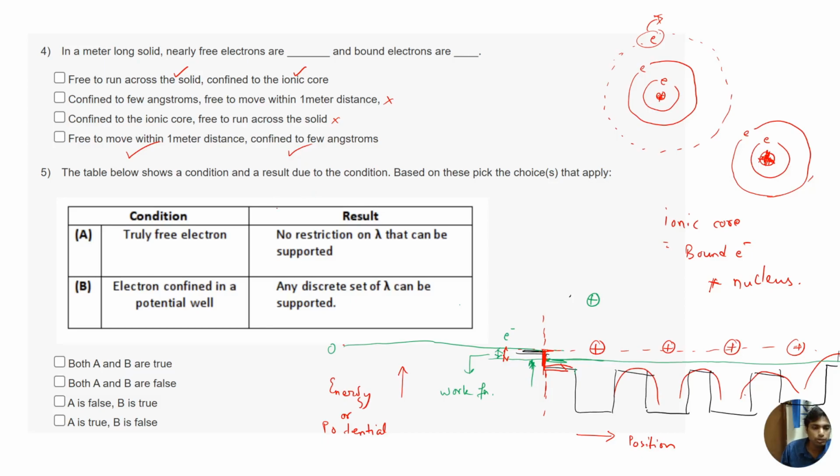So, what about this fifth question? The fifth question says, the table shows a condition and a result due to the condition. Based on these, pick the choices that apply. Truly free electron: no restriction on lambda that can be supported. Electron confined in a potential: any discrete set of lambda can be supported. What about the wavelength lambda? We have to go with the Schrodinger equation, right? Is A true or not? First, tell me that. Truly free electron. Yes, this is true.